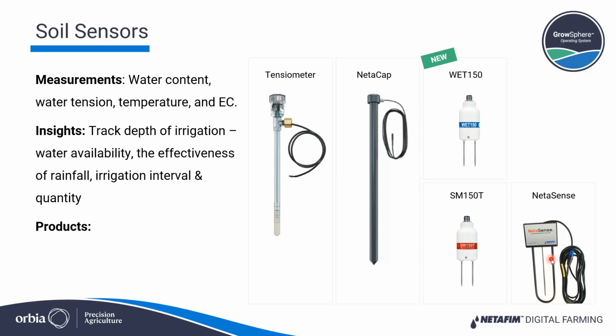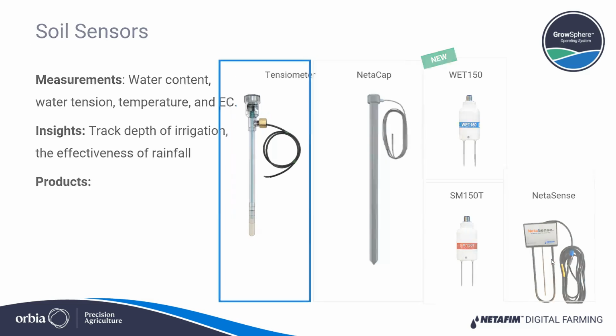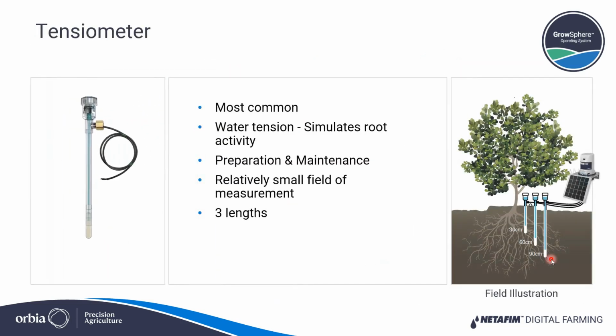The first sensor we'll focus on is the tensiometer. The tensiometer is the most common sensor. It measures the actual soil water tension, which indicates the effort required by the root system to extract water from the soil. It is actually simulating the root activity. That is the reason many growers find it a reliable sensor.